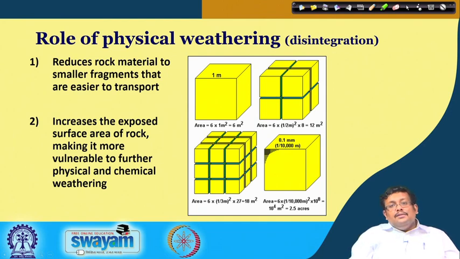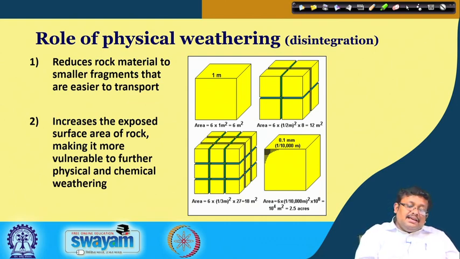Now, why do we need physical weathering? What is the role of physical weathering? There are two major roles. First of all, it reduces rock materials to smaller fragments that are easier to transport. This is the first one. And the second one, you will see that it increases the exposed surface area of rocks, making them more vulnerable to further physical and chemical weathering.